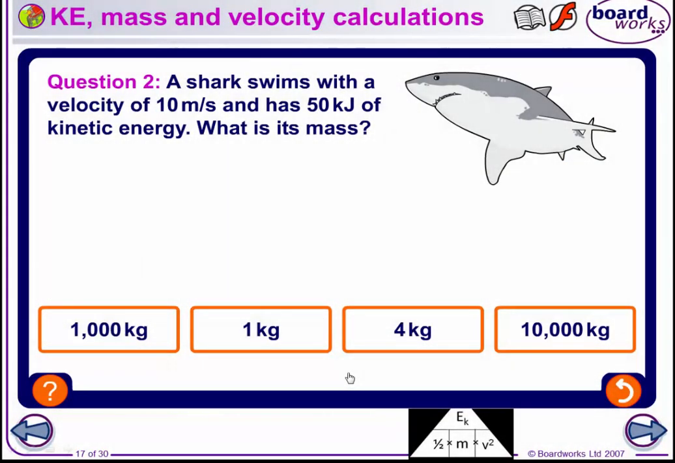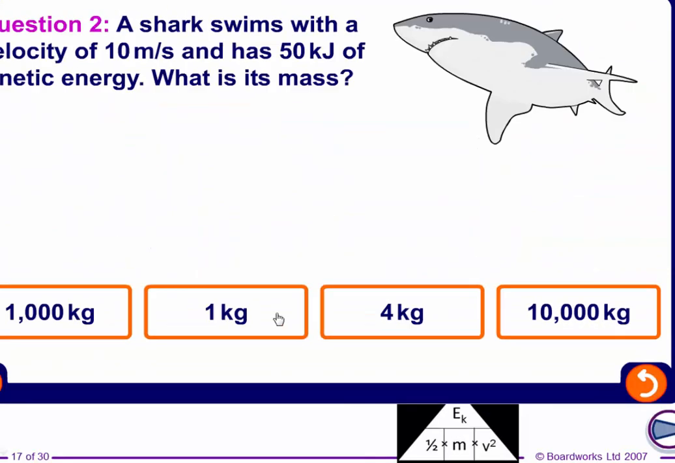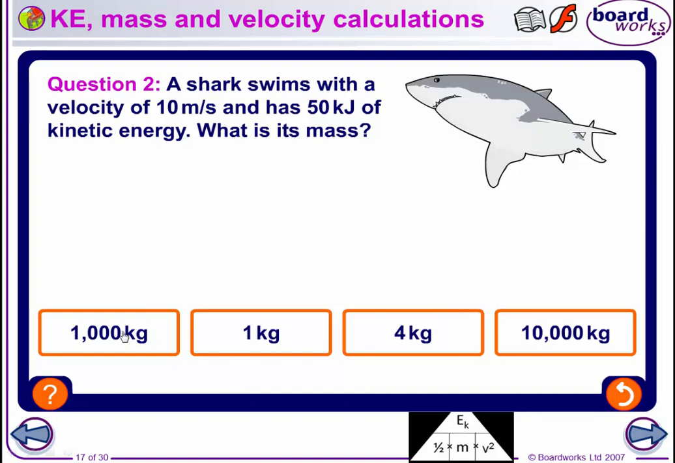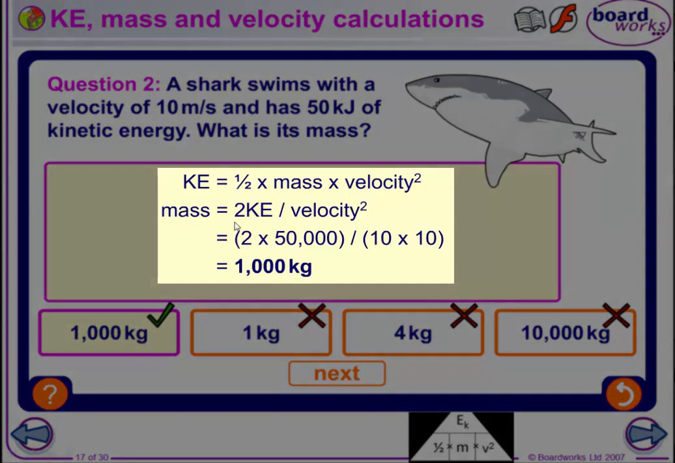A shark swims with a velocity of 10 meters per second and has 50 kilojoules of kinetic energy. What is the mass? We need to rearrange this formula triangle to get the mass, which is 2 lots of kinetic energy divided by v squared. Its mass is probably not going to be 1 kilogram or 4 kilograms or 10,000 kilograms. It's 1,000 kilograms. 2KE divided by v squared gives 1,000 kilograms. Next.